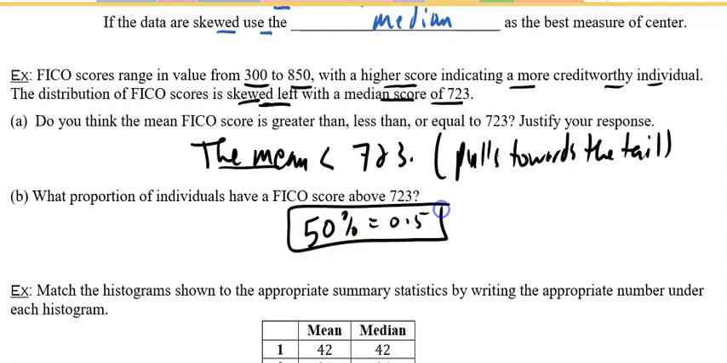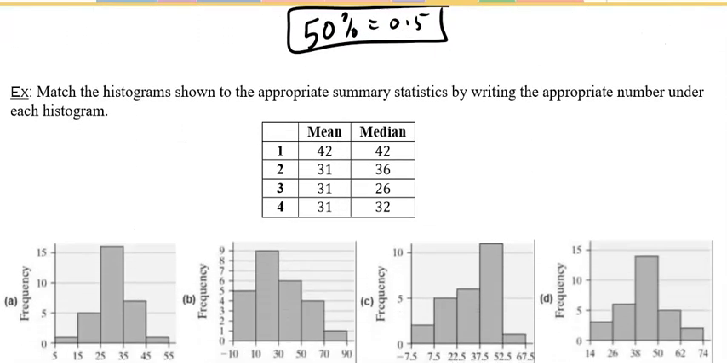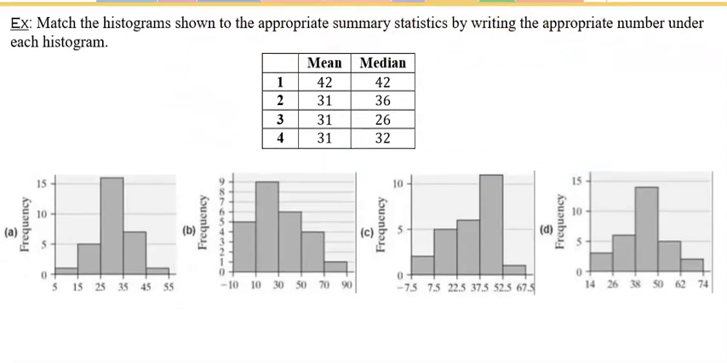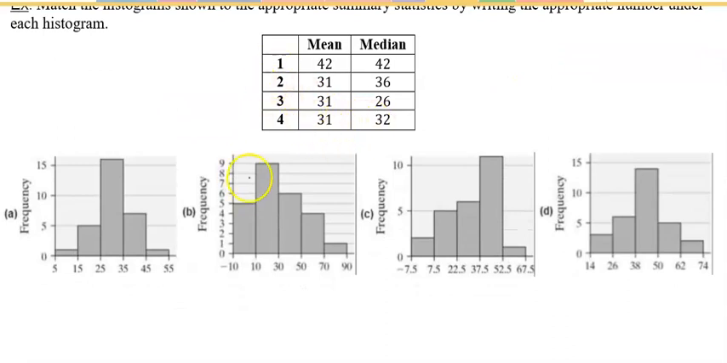Remember, the median cuts the population exactly in half. And last problem we have: match the histogram shown to the appropriate symmetric statistics by writing the appropriate numbers in each histogram. Okay, let's see. So they're trying to tell us, look at those and tell which is which. Well, this looks symmetric except for that part. So which of those look close? I'm going to say this is a 1 or a 4. I'm going to say a 4 because if it's equal, that shouldn't be bigger than that. So 4, it's a bit skewed to the right.